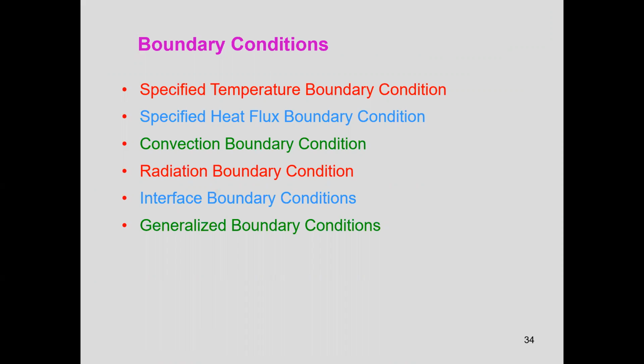The boundary conditions could be the following: specified temperature boundary conditions, where the temperature at the boundary is already defined; specified heat flux boundary conditions, where the heat flux is more or less defined and we already know the boundary conditions; convection boundary conditions; radiation boundary conditions; the interface boundary conditions, which definitely deal with the interface of two or more surfaces; and generalized boundary conditions, which could be anything more generalized.